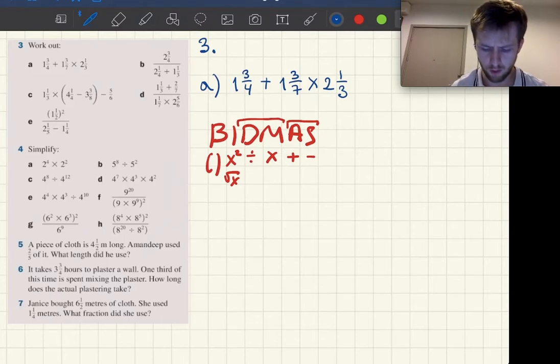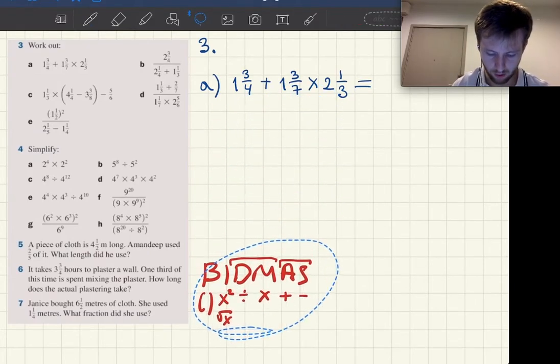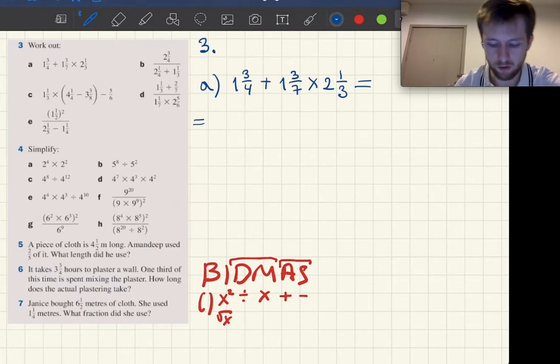Okay, you know what? Actually, why not? I'm going to put it somewhere else. BODMAS. Let's put it here. Equals, equals to what? Let's figure it out. So first we have to convert them all to improper fractions. So let's do that.